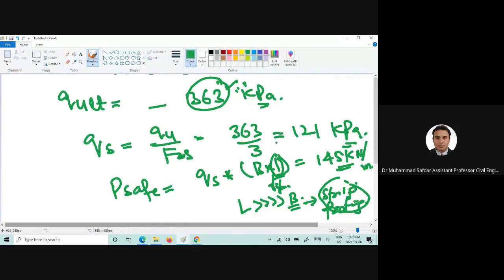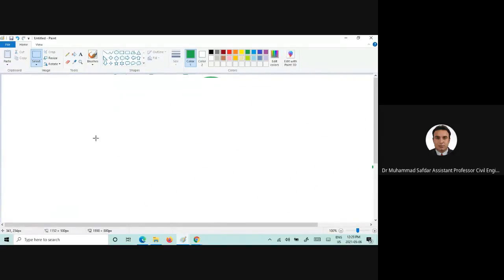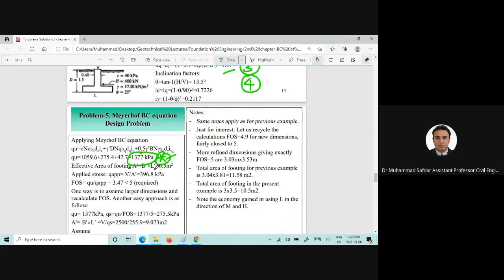Now we got the value of Q safe from this problem, and we are going to use this value in the next problem, which is related to the alternative method for considering the effect of eccentricity, how we can relate it with the minimum pressure and the maximum pressure. In order to do that, we will go to the slides here.